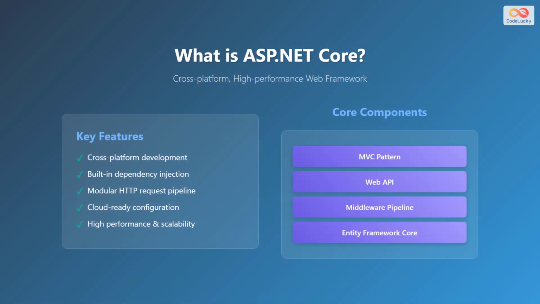ASP.NET Core is a cross-platform, high-performance web framework that enables developers to build modern, cloud-ready applications. The key features include cross-platform development capabilities, built-in dependency injection for better code organization, and a modular HTTP request pipeline for optimal performance. It also provides cloud-ready configuration management and exceptional scalability. The core components include the MVC pattern for structured development, Web API for creating RESTful services, Middleware Pipeline for request processing, and Entity Framework Core for data access.